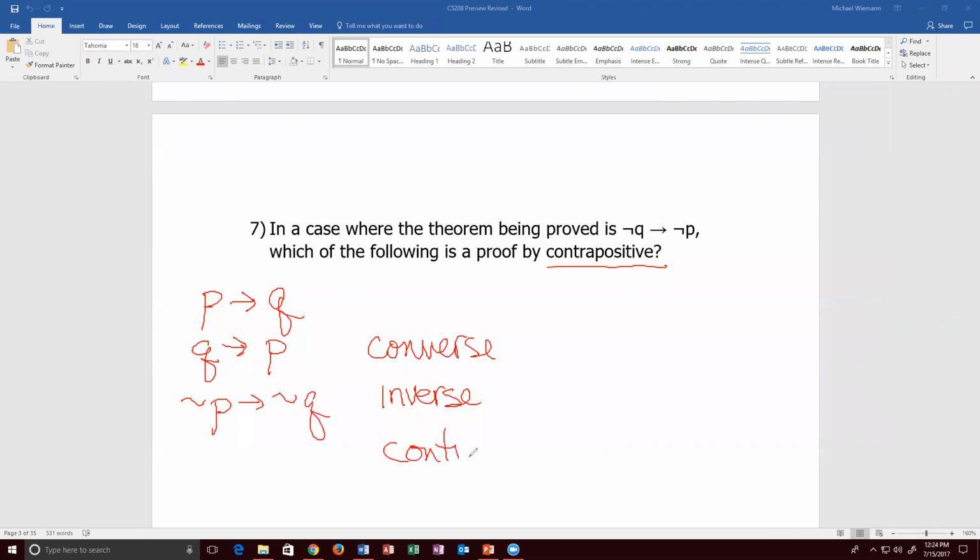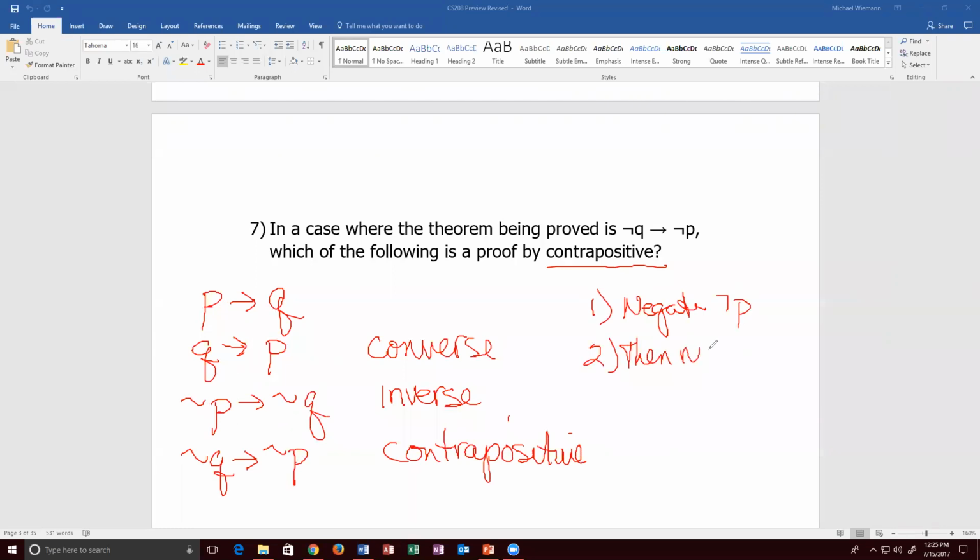For contrapositive, we would end up doing both, flipping the order as well as negating both of the statements. So this first step would be to negate not P, and then the second, negate not Q. Again, that symbol there, the lopsided L, is also the same as the tilde that's listed there. So again, contrapositive, you flip-flop and negate. So you would have negated not P, then would have negated not Q's statement to prove by contrapositive. That takes care of problem number 7.